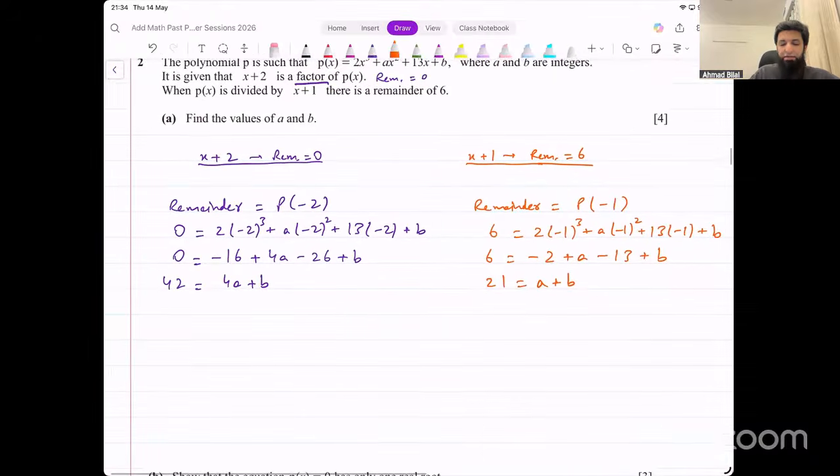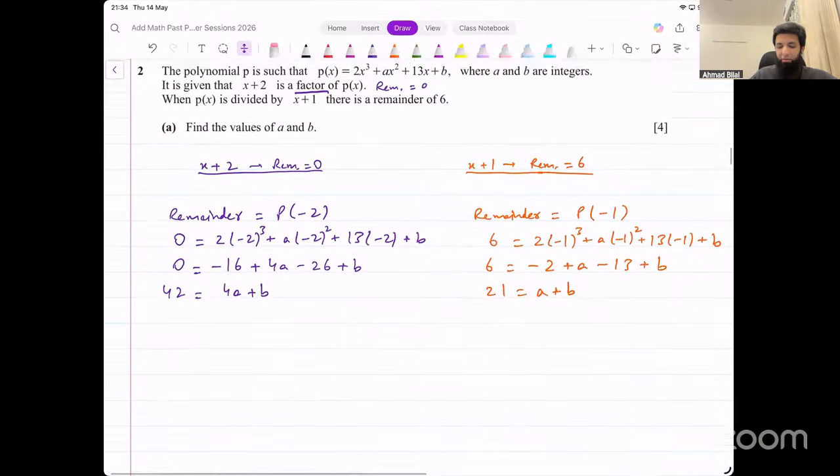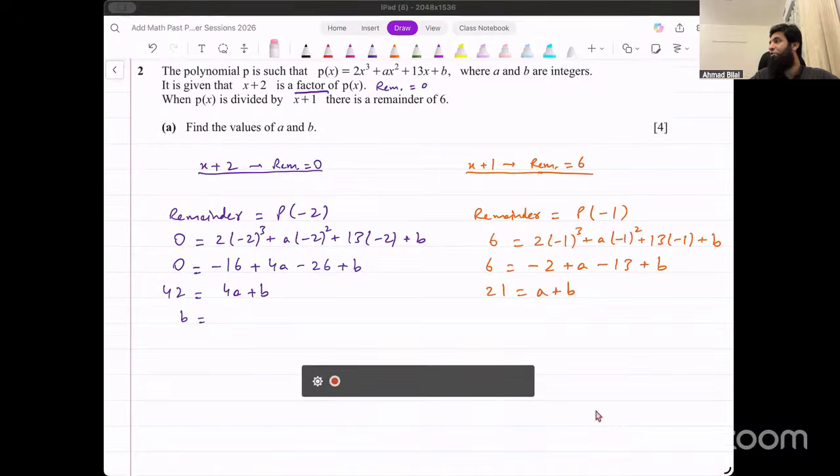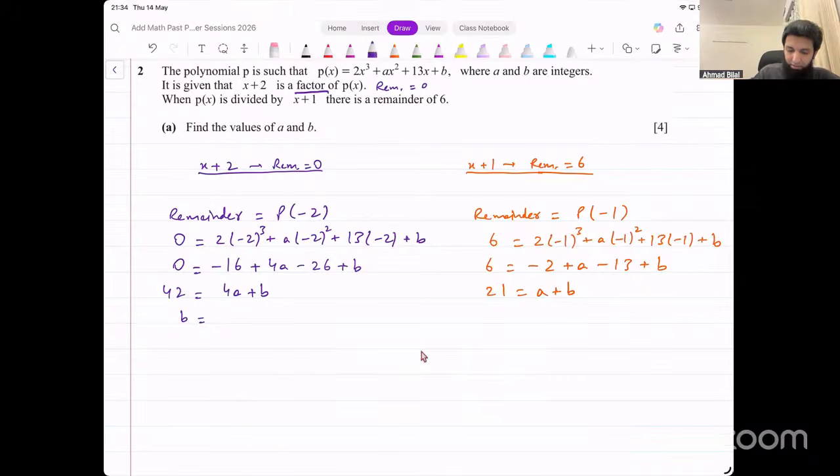We can solve them simultaneously. You can use any method that you want. Elimination, substitution, whichever you prefer, and that's okay. If I use substitution, I get b equals, although in this case, elimination will be very quick, right? Because this is plus b, this is plus b. You can just subtract the two equations, and that will give you the result. Okay, b equals 42 minus 4a.